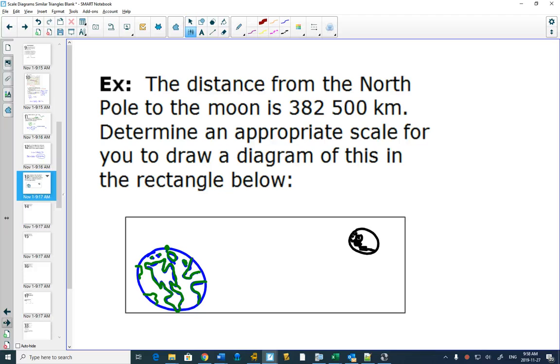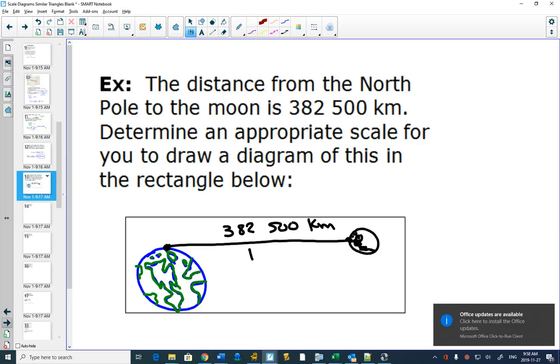What do we want? We want the distance from the North Pole to the moon to be 382,500 kilometers. So I just drew my diagram. After drawing my diagram, I'm going to take a ruler and I'm going to measure how far it was from this point on my diagram to this point on my diagram. Okay? And I measured it to be 10 centimeters.